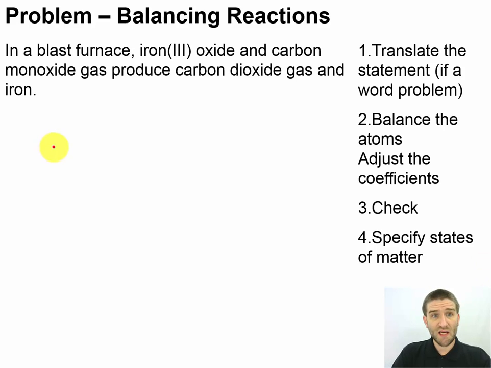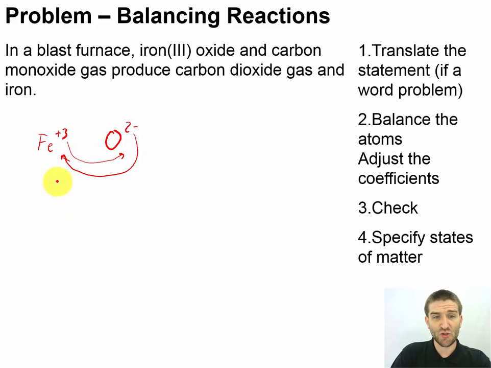So, in a blast furnace, iron 3 oxide. Remember, the -ide ending tells us it's monatomic, and we know that oxygen will typically have a -2 charge because that gets it to be isoelectronic with the noble gas. So we'll have Fe3+ and O2-. We can use the crisscross method, or we can think about the charges to come up with what the ratio should be. And when we do that, we get Fe2O3.